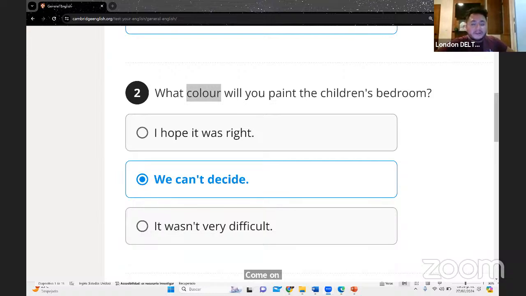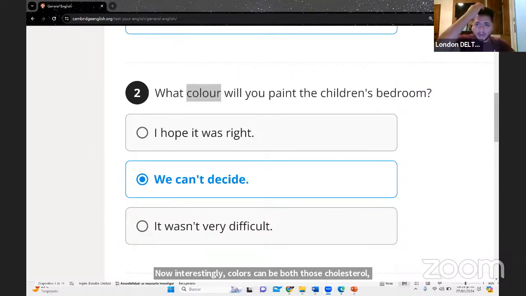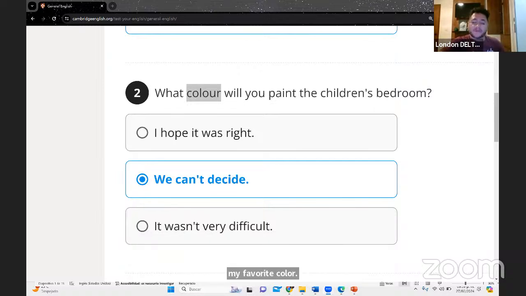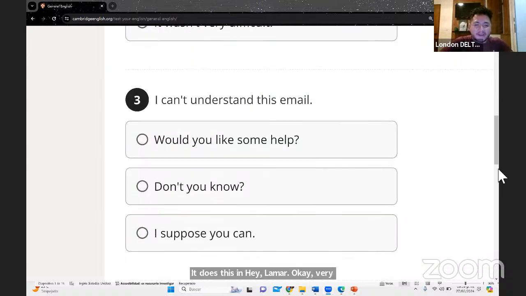Now, interestingly, colors can be both. Los colores pueden ser adjetivos y sustantivos. For example, if I tell you the car is yellow, bueno, eso es un adjetivo. But if I say yellow is my favorite color, entonces el color amarillo, aquí funciona como sustantivo. El amarillo es mi color favorito. Okay. Very well. Let's analyze the next question.